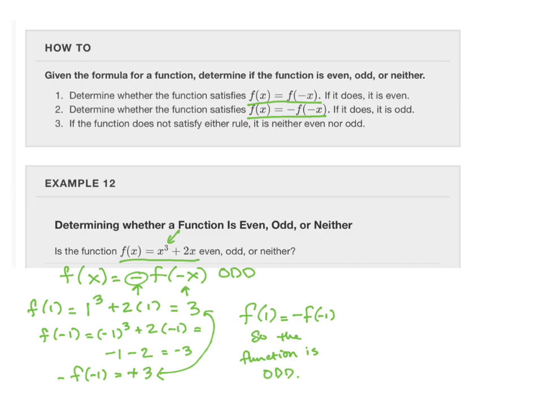Okay? So I always pick 1. 1 is a really friendly number. It's a really easy number. You're going to plug in 1. You're going to plug in negative 1. If you get the exact same number at that point, they're even. Otherwise, you're going to plug in 1, negative 1, and then flip the negative 1 answer. If you get the same number then, it's odd.